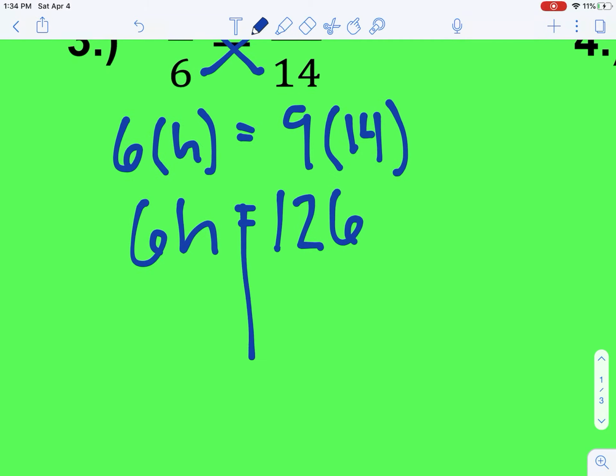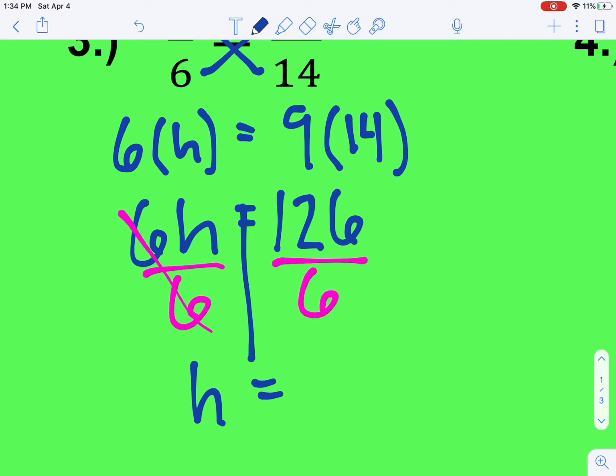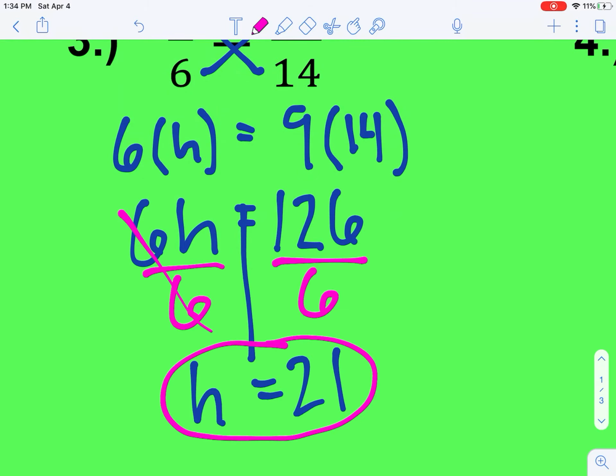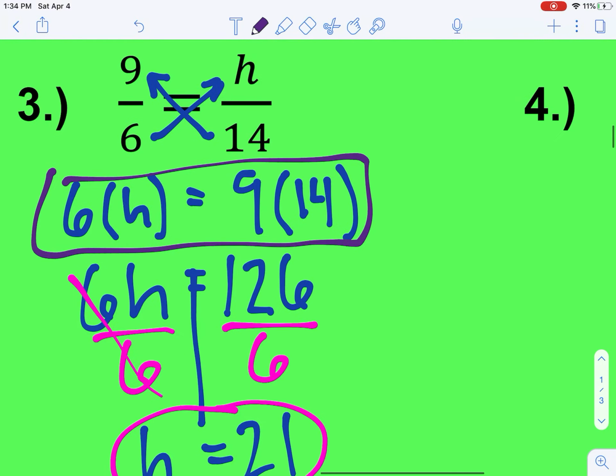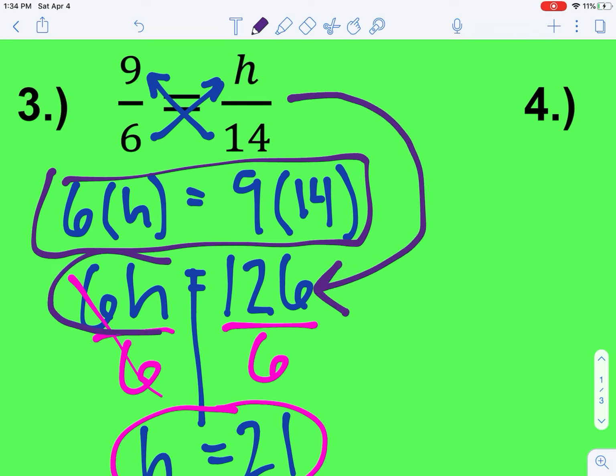So I'm going to draw my line so I can get rid of that 6. And I know I need to divide by 6. So it's always the number I'm dividing, the number that's next to my variable. Those cancel out, and I end up with h equals 21. Now I do want to point out that a lot of you can probably skip this step right here and go from the proportion to the writing of this part. It's totally up to you if that's something that you would like to do.